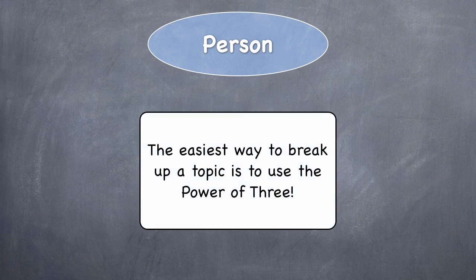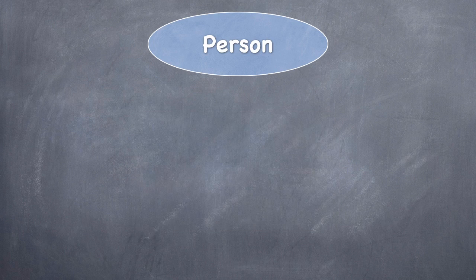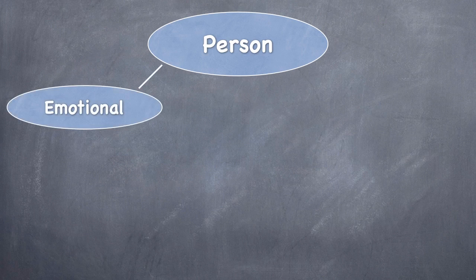So the easiest way to break up a topic is to use the power of 3. And let's see how it works with talking about a person. Now, what does any person have? Any person. What aspects are relevant to anybody? Well, number one, any person will have an emotional aspect. There are emotions to any person.